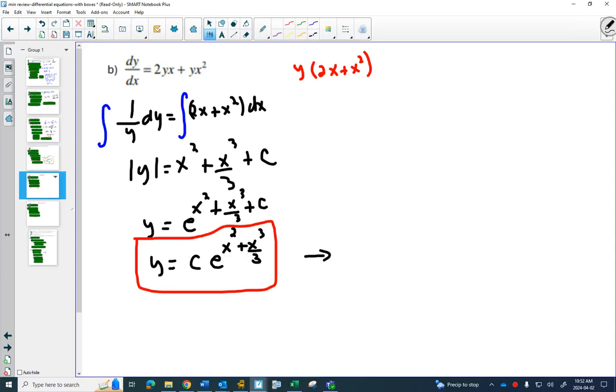Technically, using your exponent laws, this would also be fine, right? If you're adding exponents, that's the same as multiplying two powers with the same base, right? That's like unadding your exponent rule. So that would have been fine as well.